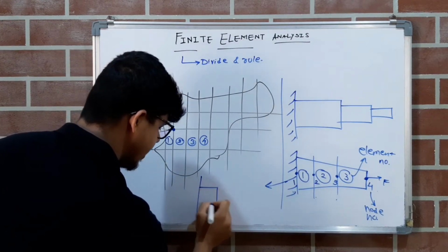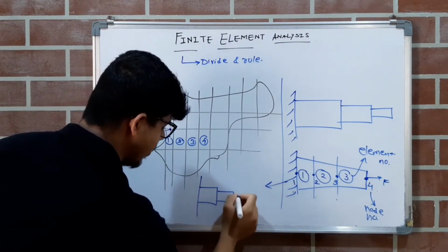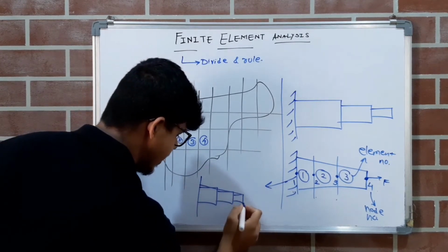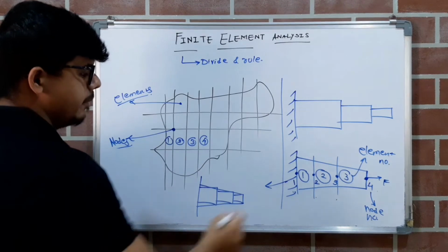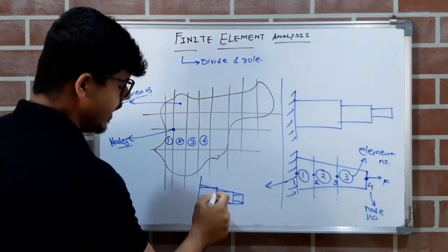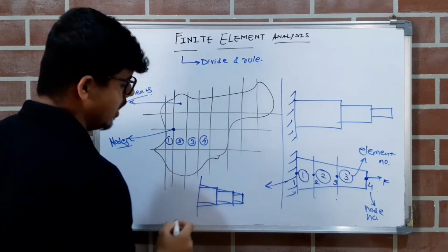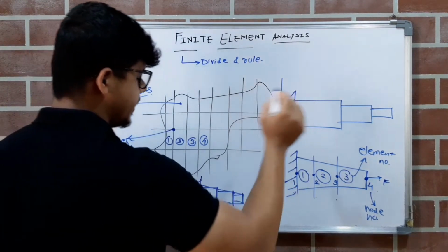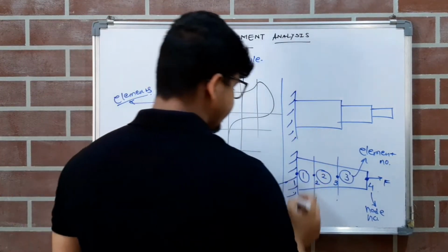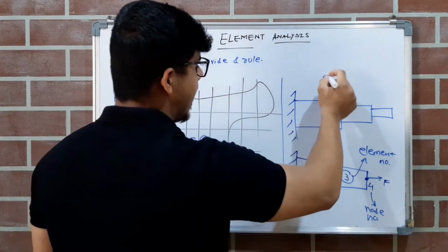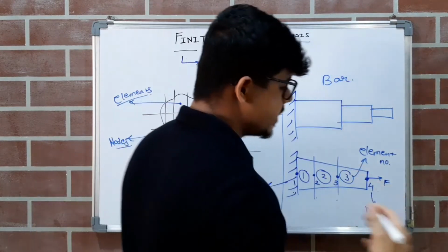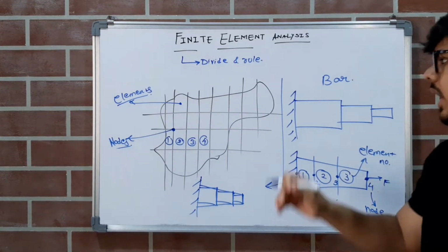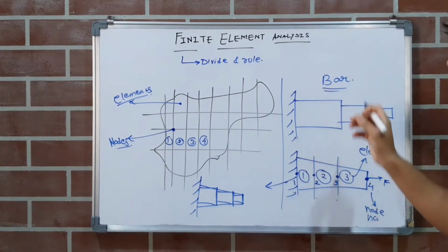Let's say our taper bar, I am drawing the same object, the same bar. So we have this type of element, meaning we have divided our taper bar into small elements, and this taper bar resembles our step bar. I am using a bar because in this chapter we have different beam elements, bar elements and so on. So now we are dealing with bar only.